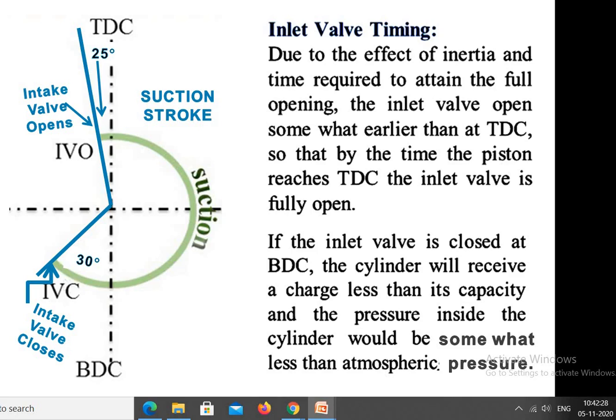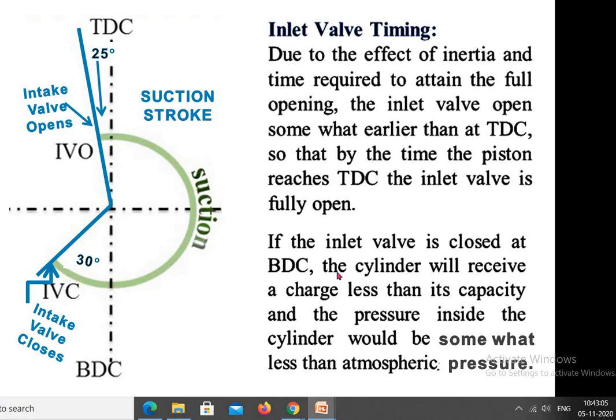So for full opening of the valve, as and when the piston reaches top dead center, it is necessary to have the action of opening early. Generally, in the previous cycle, the exhaust stroke is running. At that time, the inlet valve starts to open 25 degrees before the piston reaches top dead center. So this is the reason why the valve is opening in advance.